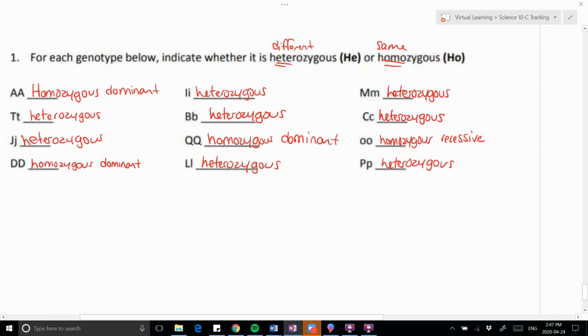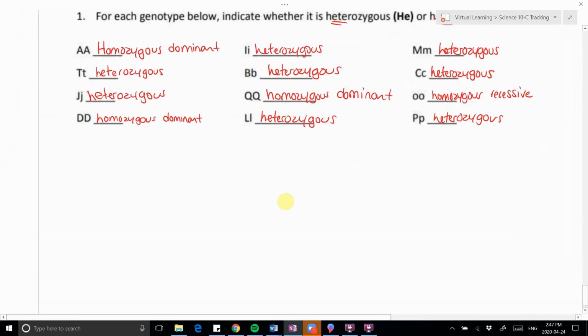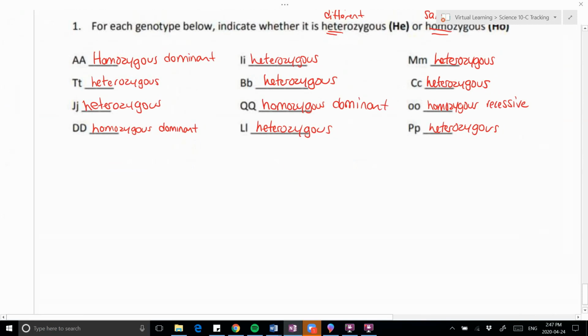Okay, so that distinction between the same and different is going to become very important when we start looking at Punnett squares. So for your first assignment, you're just going to be asked to look at what is heterozygous, what is homozygous, what is dominant, what is recessive. Then we're going to actually apply that. And I've assigned you a video to look at that because it's a little bit easier when they use their fancy editing software.